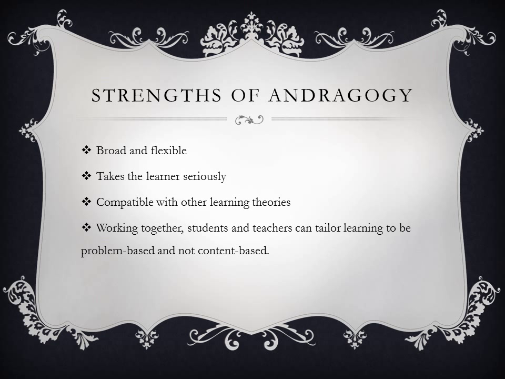This model is also compatible with other learning models, such as Bloom's taxonomy, and is therefore relevant to multiple teaching methods. Lastly, one other strength is that by working together, the student and teacher can tailor learning to be problem-based, such as one of the life or work problems described earlier, over content-based, such as theories. It has been said that the problem-based is far more important for adult learners.